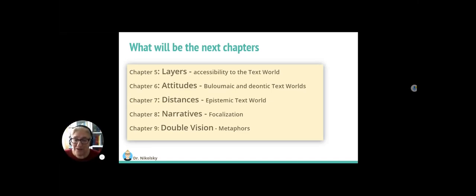In chapter 7, we will talk about distances, which is about the epistemic status of a text world. What is the level of knowledge about the text world which the creator of the text world has, or says that they have? In chapter 8, we will talk about narratives, especially focalization, about how we receive a particular point of view of the text world through focalization, but without world switching or completely moving to a new deictic center. And in chapter 9, we will talk about metaphors, which is called double vision in textual theory. So this will be it.